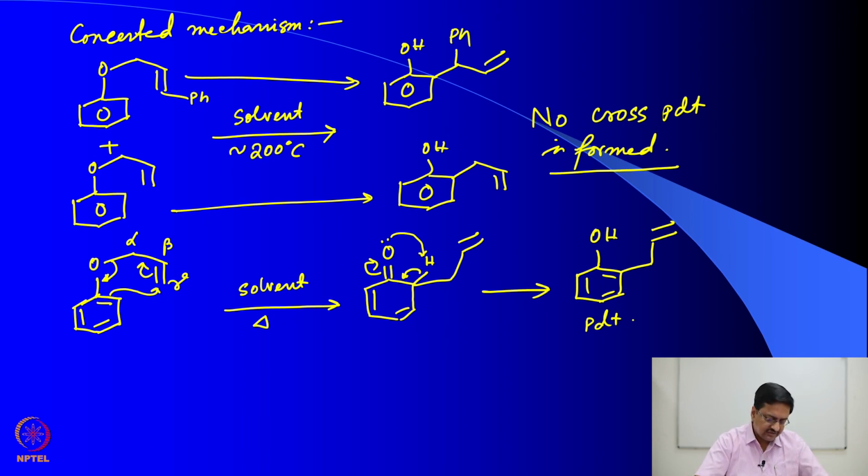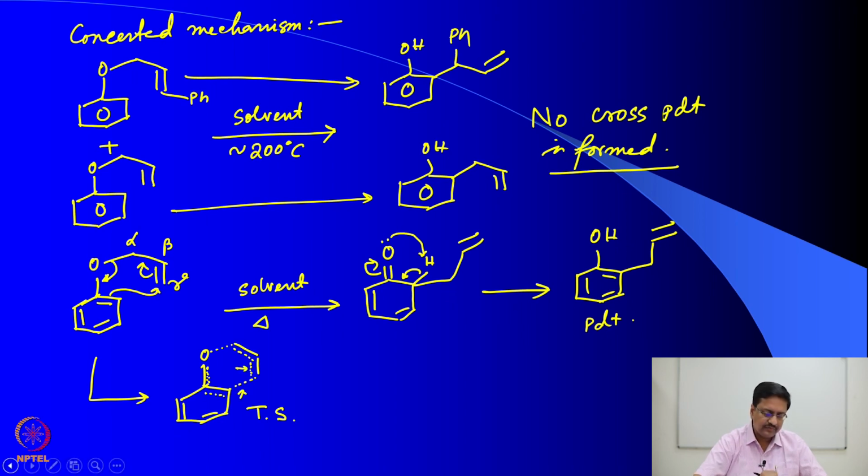So, this is a concerted reaction mechanism, and one can draw the corresponding transition state of this reaction as this. Which essentially means the dotted lines are bonds that are either in the process of formation or in the process of breaking. So, this bond is forming, this bond is breaking, this bond is forming, this bond is breaking, and again this bond is forming. So, alternate bonds are either forming or breaking.